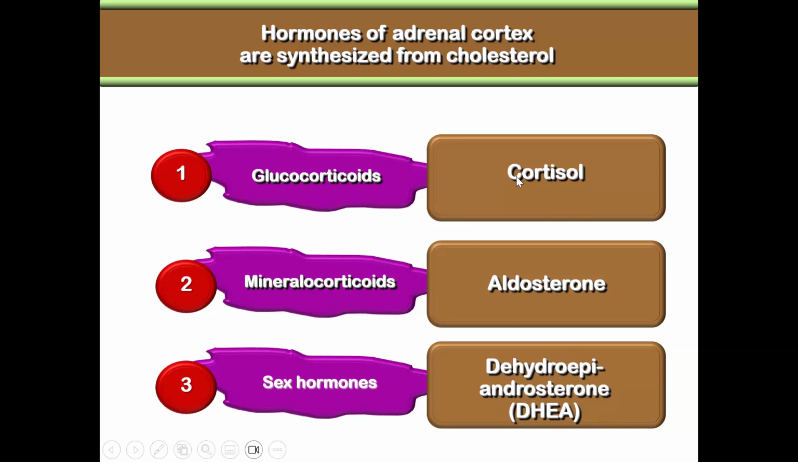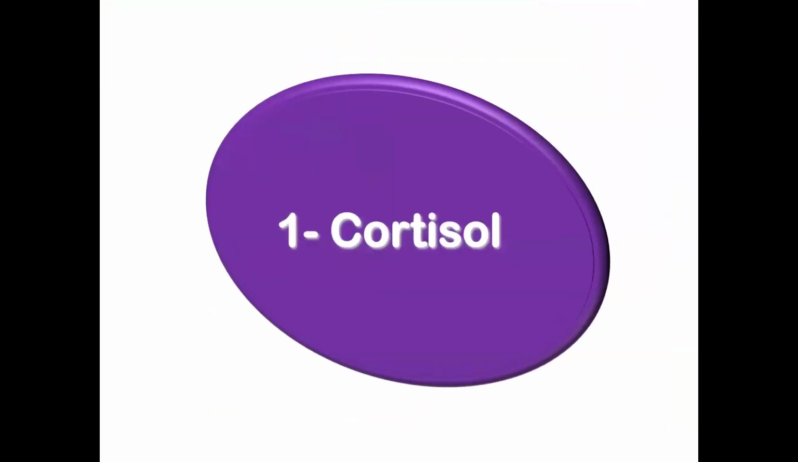Cortisol is mainly concerned with the regulation of glucose metabolism. So it is also known as glucocorticoid because it is concerned with glucose regulation. Aldosterone mainly regulates the minerals such as sodium levels and potassium levels in our body. So it is also known as mineralocorticoid. And dihydroepiandrosterone is a type of sex hormone. So we will see what are the functions of the cortisol, and then what are the functions of the aldosterone, and how these two hormones are regulated in our body. So first, we will talk about cortisol.